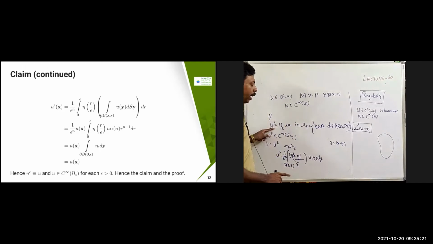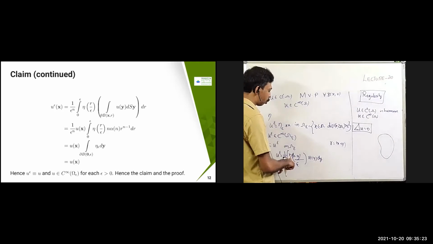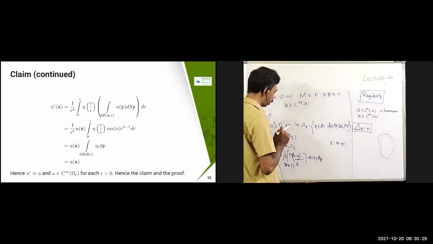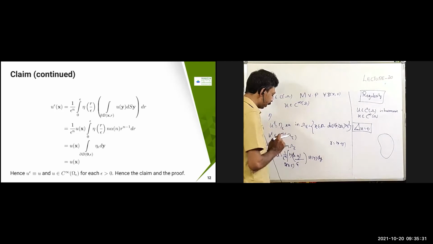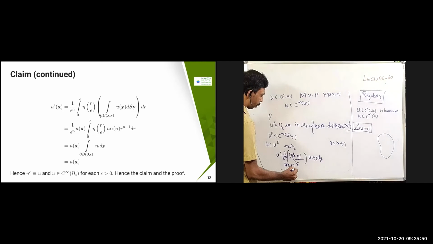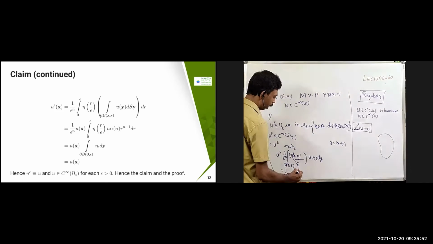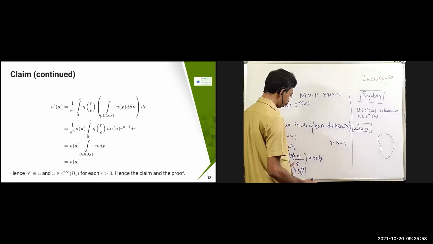I mentioned eta epsilon is a radial function, so you can prove that the integral of this one and the integral of mod x minus y by epsilon are both going to be the same. Therefore, what you can prove is that u epsilon equals 1 by epsilon power n eta of x minus y by epsilon. This I'm just going to define r. r is nothing but the radial direction. So this is going to become 1 by epsilon power n, integral 0 to epsilon, eta of r by epsilon.